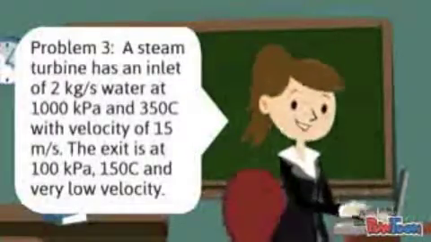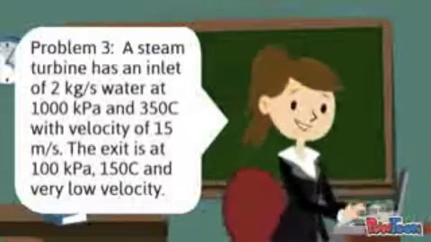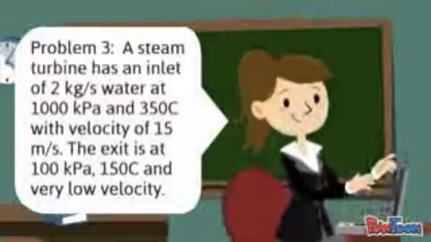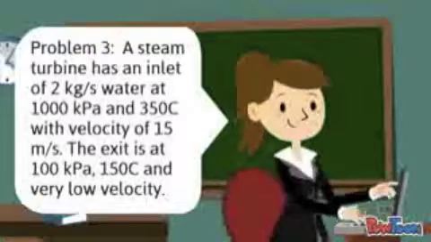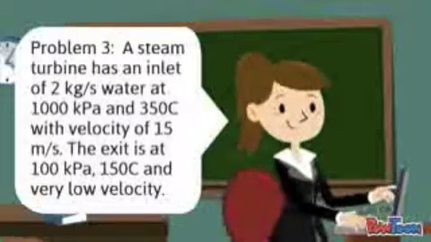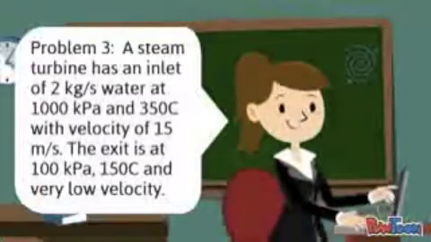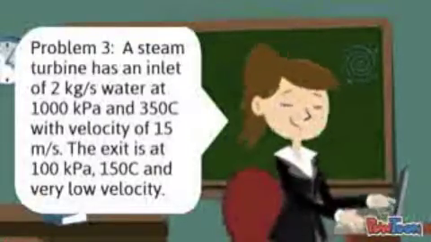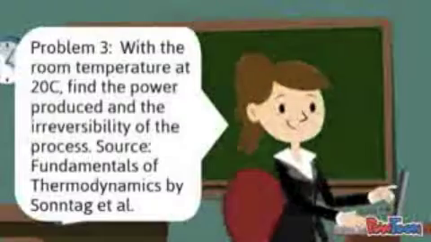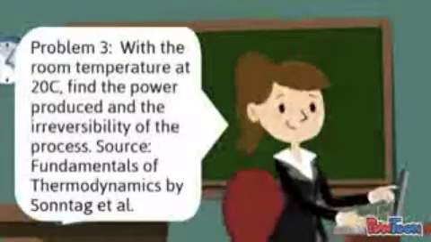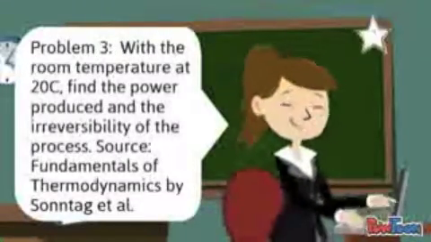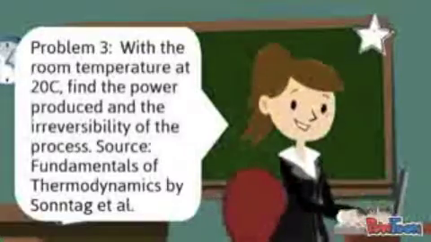A steam turbine has an inlet of 2 kilograms per second water at 1000 kPa and 250 degrees Celsius with a velocity of 15 meters per second. The exit is at 100 kPa, 150 degrees Celsius and very low velocity. With the room temperature at 20 degrees Celsius, find the power produced and the irreversibility of the process.